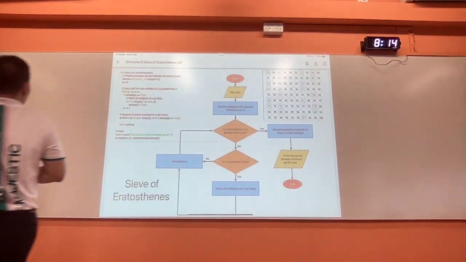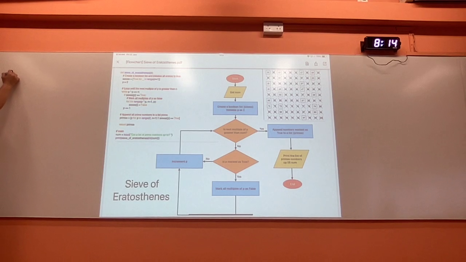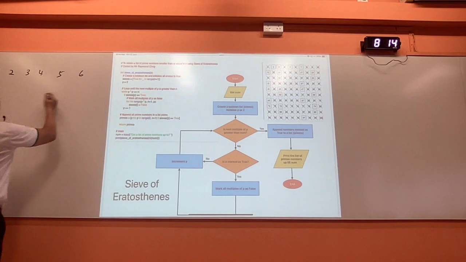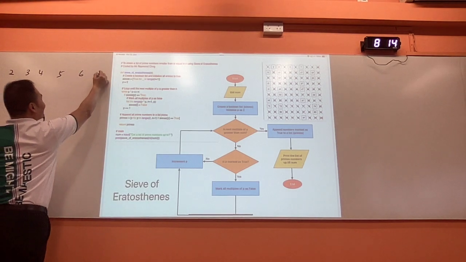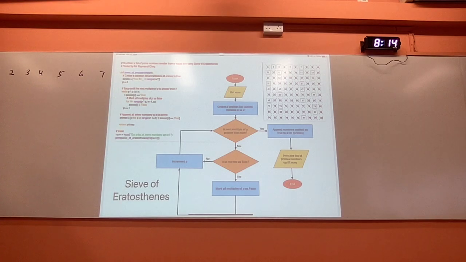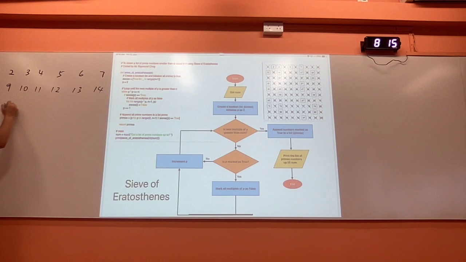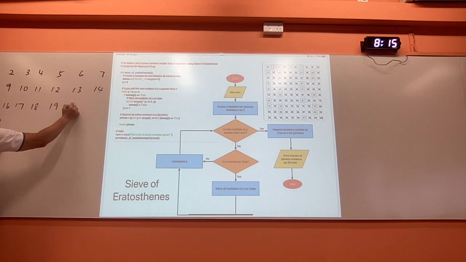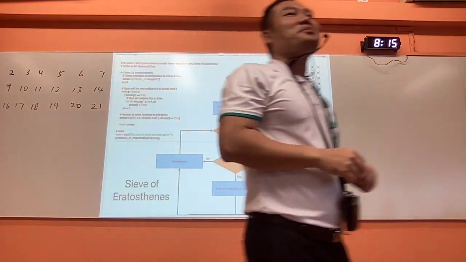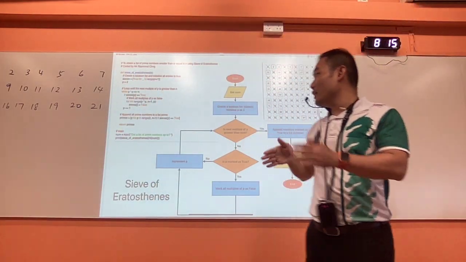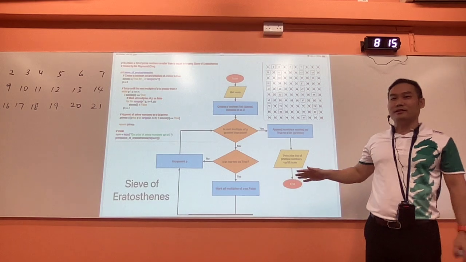So to see how it works, first let's list out the numbers. 1, 2, 3, 4, 5, 6. Running out of space, never mind. 7. Now, we will make things interesting. We go 8 here. See if it works. 10, 11, 12, 13, 14, 15, 16, 17, 18, 19, 20, 21. Why not? Find all the prime numbers up to 21. The idea is we just want to see if the logic works, if the algorithm works.